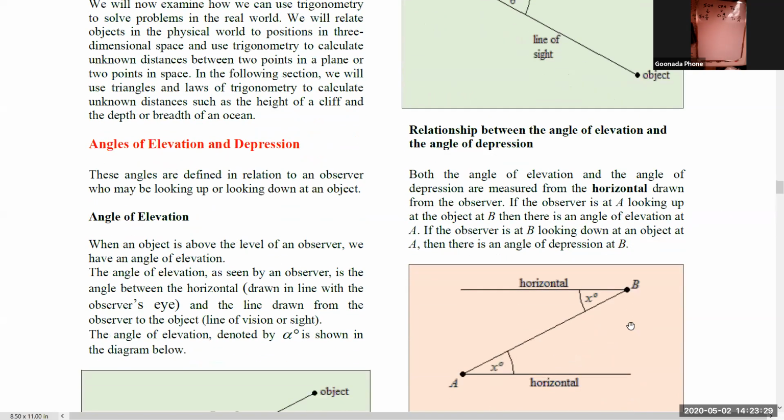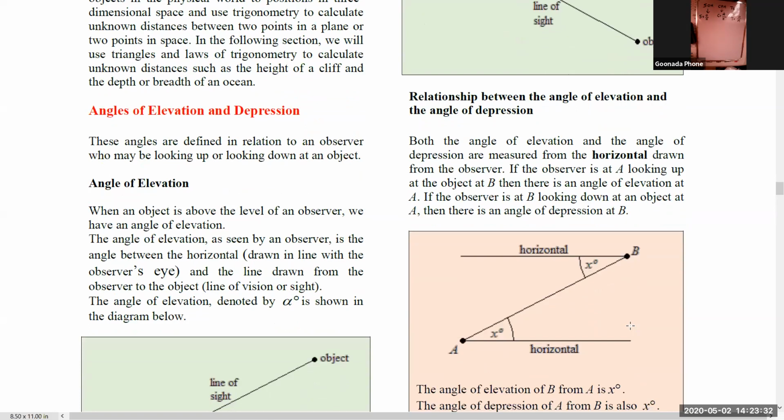Let's look at the relationship between the angle of elevation and the angle of depression. Both are measured from the horizontal drawn from the observer. If the observer is at A, looking up at the object at B, then there is an angle of elevation. If the observer is at B, looking down at the object A, then that's an angle of depression at B. Everybody following so far, right?